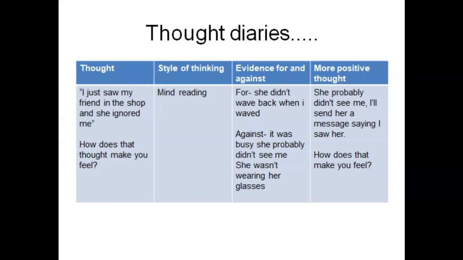So then you try and turn it into a more positive thought. She probably didn't see me. I'll send her a message saying that I saw her. And then think, how does it make you feel? You probably feel a little bit happier. On Blackboard, there's a thought investigation sheet as well. You can download and have a look at that with another example similar to this of how you might unpick that thought and try and make it a more positive outcome.